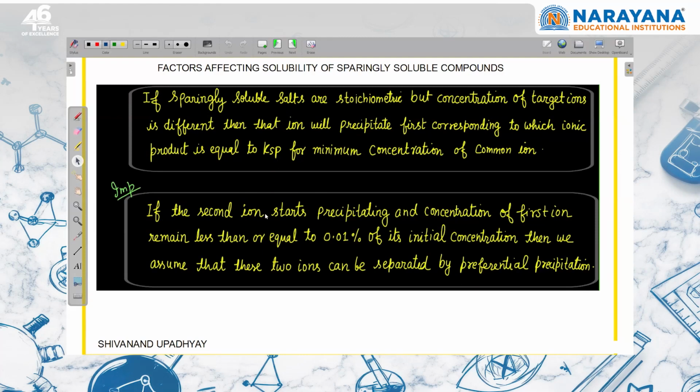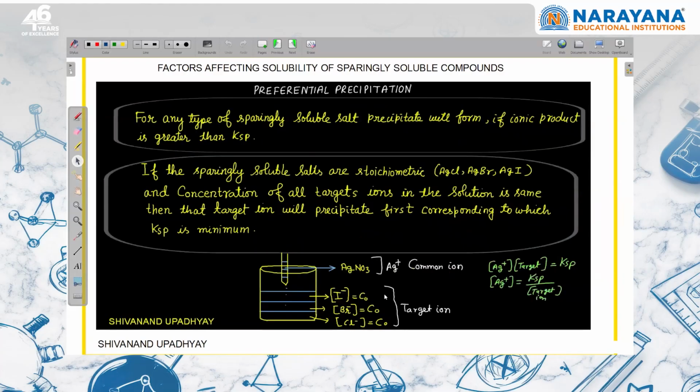Suppose here, depending upon Ksp value, we know that the Ksp of AgI is smallest and then Br minus and then Cl minus. So AgI is going to precipitate first. When this ion starts precipitating, after some time, this will also start precipitating. So this will be the second ion and this will be the first ion.